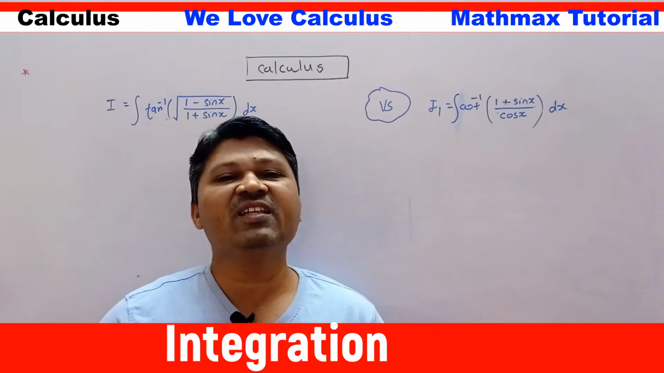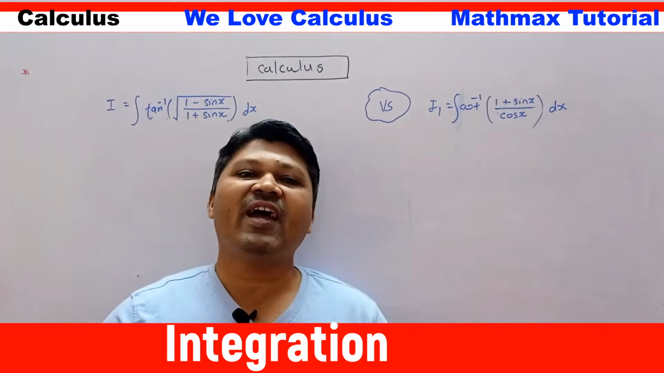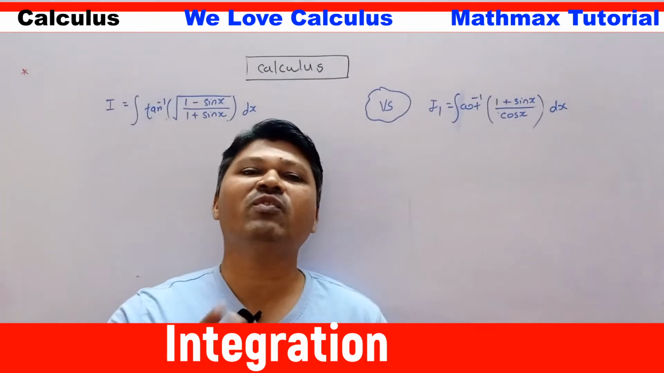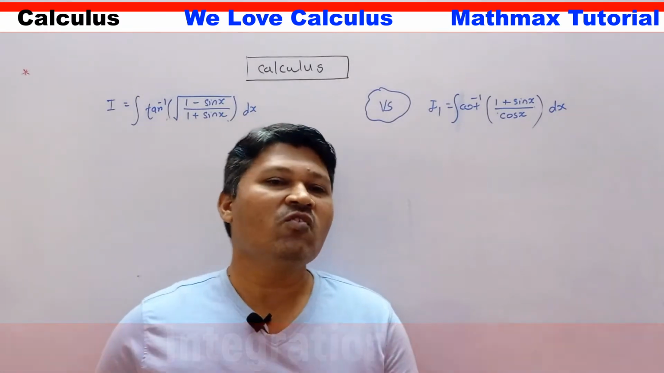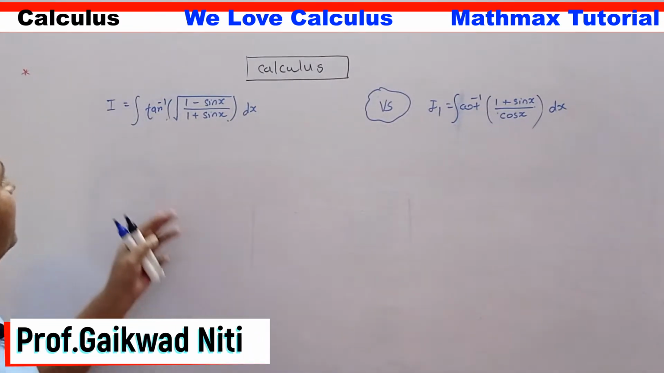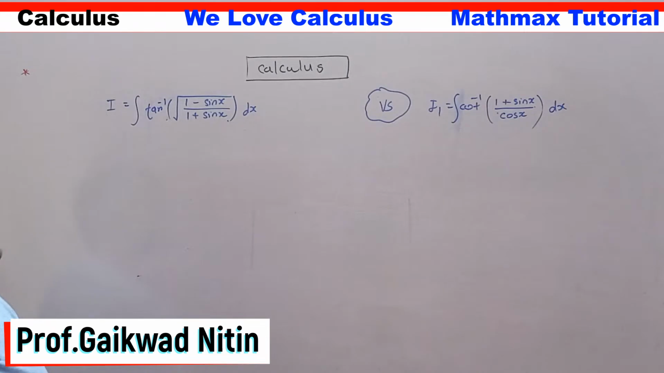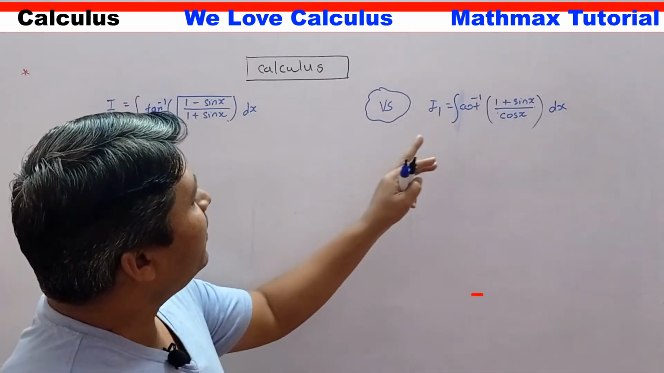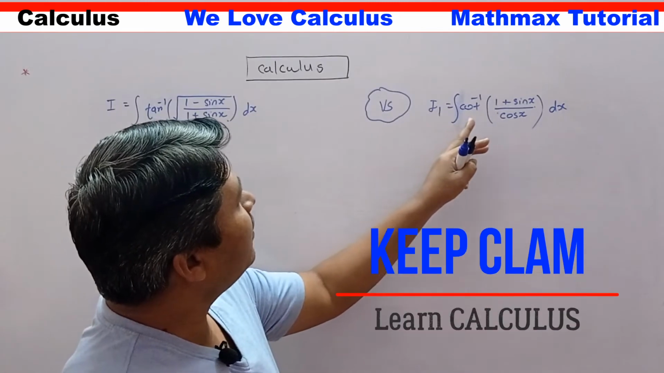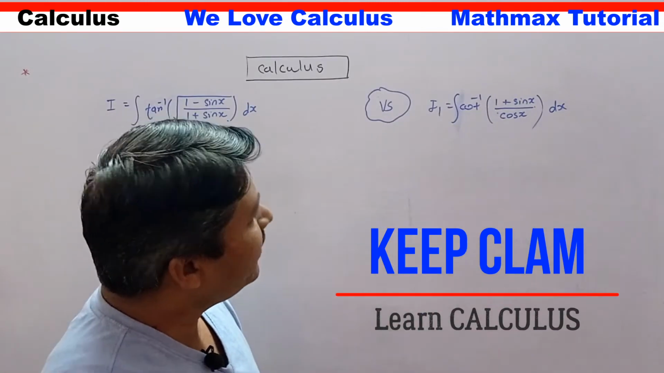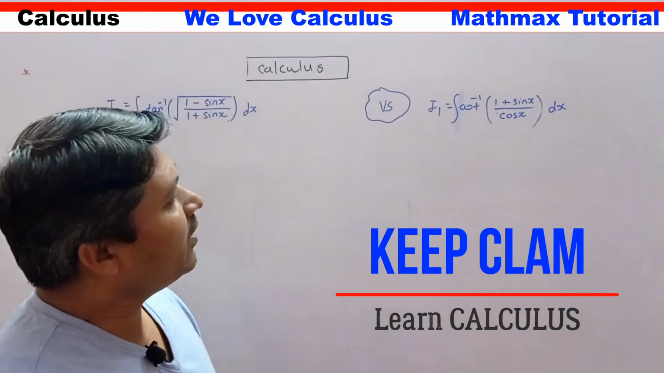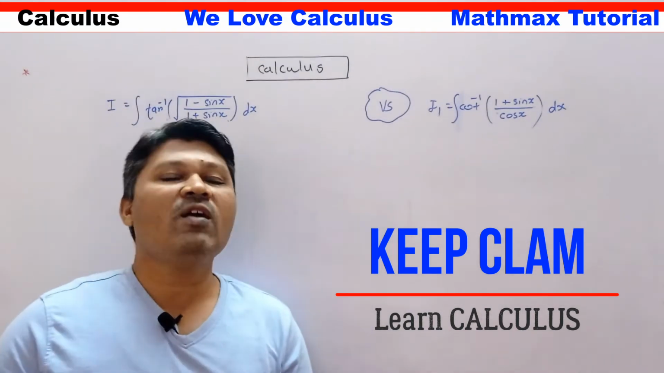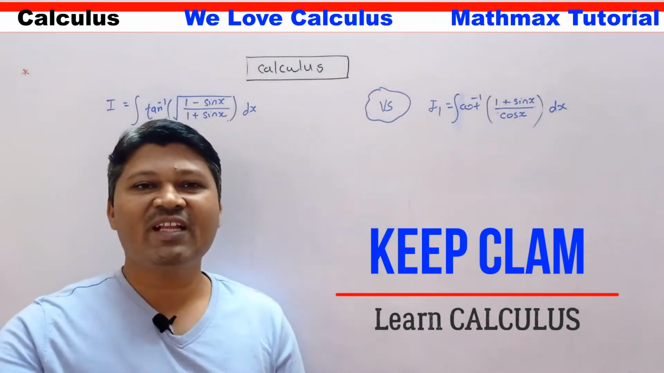Today we have seen different types of integrals, and today we see the difference between these two integrals. Okay, first, I is equal to the integral of tan inverse of the square root of (1 minus sin x) divided by (1 plus sin x). Second, the integral I1 is equal to the integral of cot inverse of (1 plus sin x) divided by cos x, bracket complete, dx. Okay, if you want the simple solution, watch the video till the end.